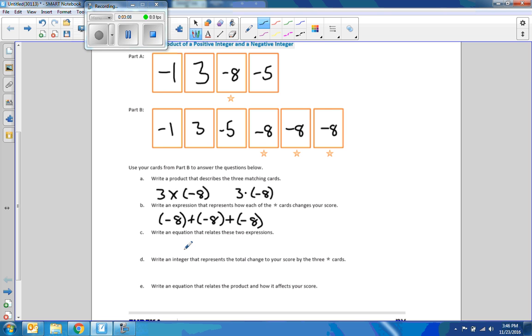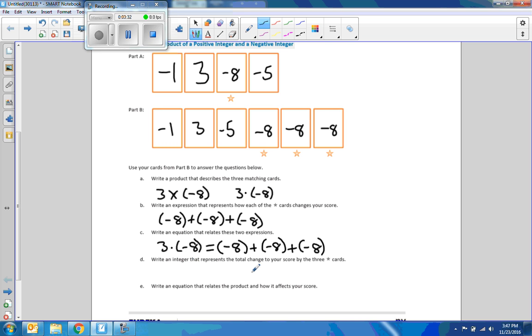C says write an equation that relates these 2 expressions. So now I can take this 3 times my -8 and equals B. So part A equals part B. So 3 times -8 simply means -8 plus -8 plus -8.